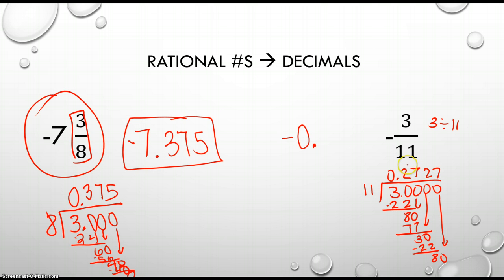And what repeats is the 2 and the 7. So we're going to write 27 with the repeating bar. That's our bar notation, saying that 2 and 7 in that order repeat forever and ever. So it's -0.27 repeating is how we could say that.